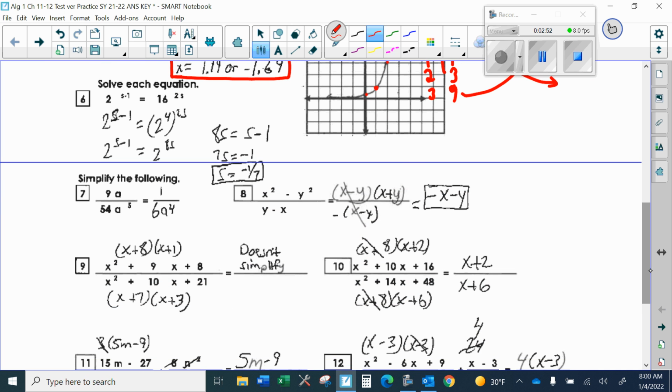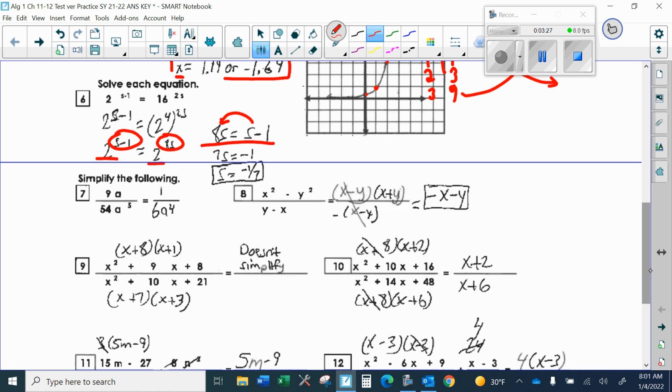Number 6, solve the equation. Well, here we have two different bases. We have base 2 and base 16. We have to get to the same base. So I can change 16 to 2 to the 4th. That's the same thing as 16, and then raise it to the 2nd power. Okay, well then now I have a power to a power, and the rule for power is multiply. So that equals 2 to the 8th. Well, now that I have like bases, I can just set their exponents equal to each other, which is what I did right here. Subtract the s across, you get 7s equals negative 1. Last step, divide by 7, you get negative 1/7.